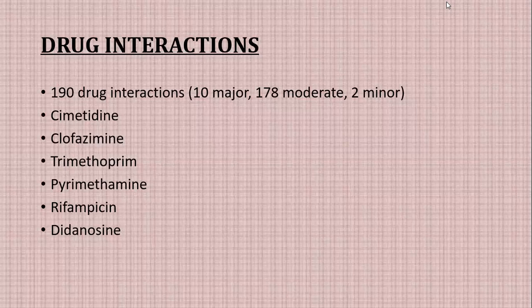Then didanosine, it is possible that it decreases the GI absorption. Means if we give this drug with didanosine, then there is a decrease in the GI absorption of dapsone, so its efficacy is also decreased in this case. So we suggest that dapsone and didanosine be given with a gap of 2 hours so that they cannot interact.